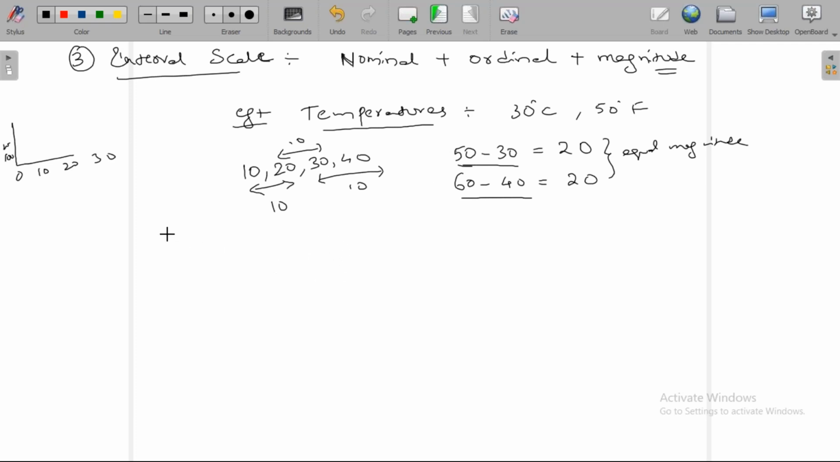Try to understand. Temperature 0 degrees does not mean that there is a complete absence of heat. The heat is there, but heat is at this particular temperature. Speed is there, but speed is at this particular level. So this is what is arbitrary zero.